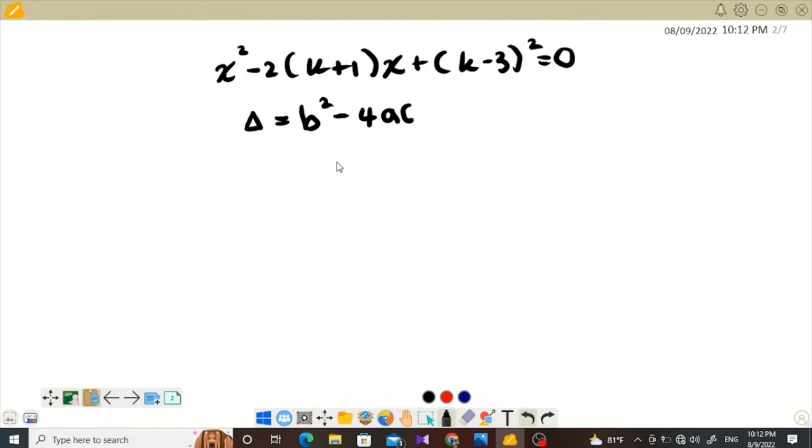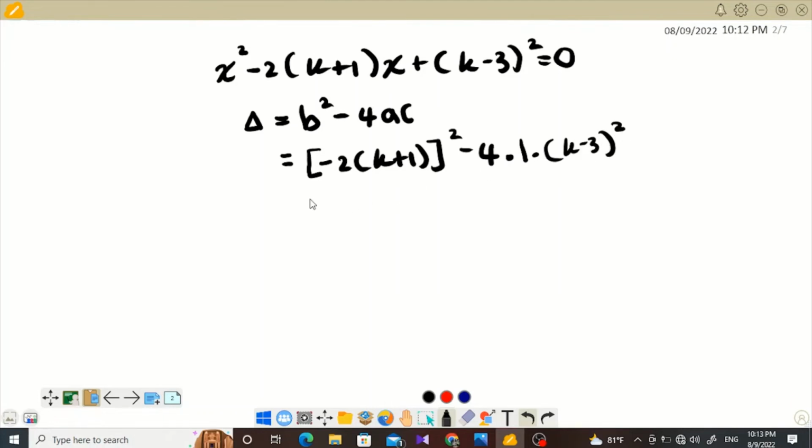We have to substitute values in this case. We know that b is the coefficient of the x term, so I am going to substitute it here: minus 2(k plus 1) squared, minus 4. And a is the coefficient of the x squared term, which is 1. And the constant is (k minus 3) squared.